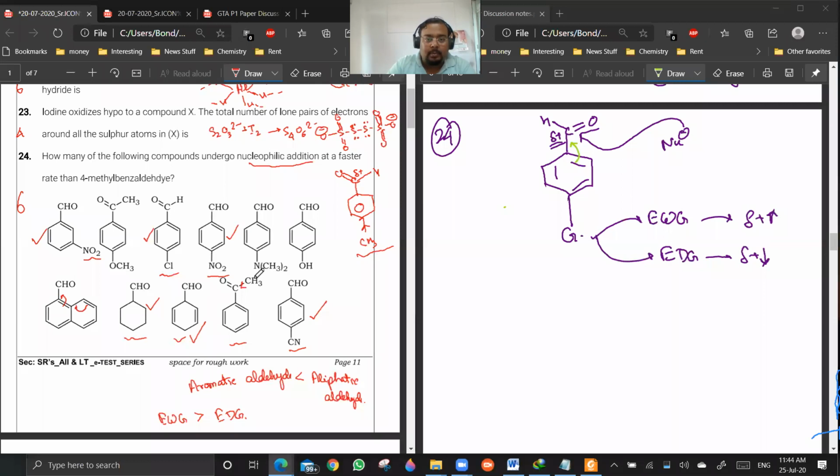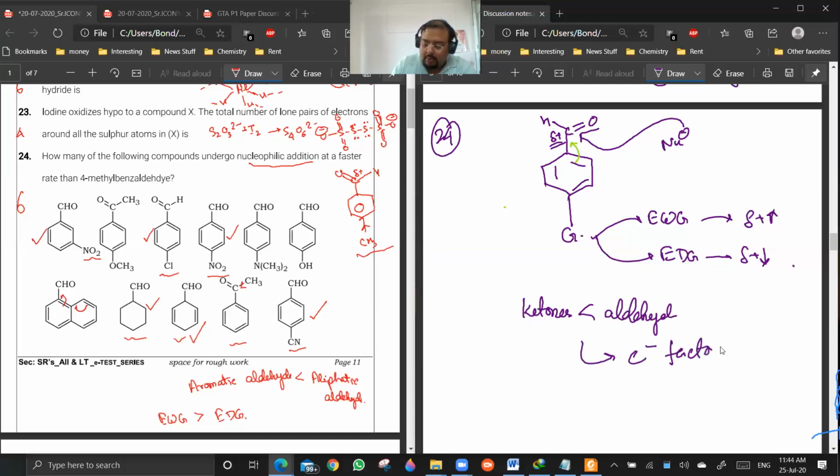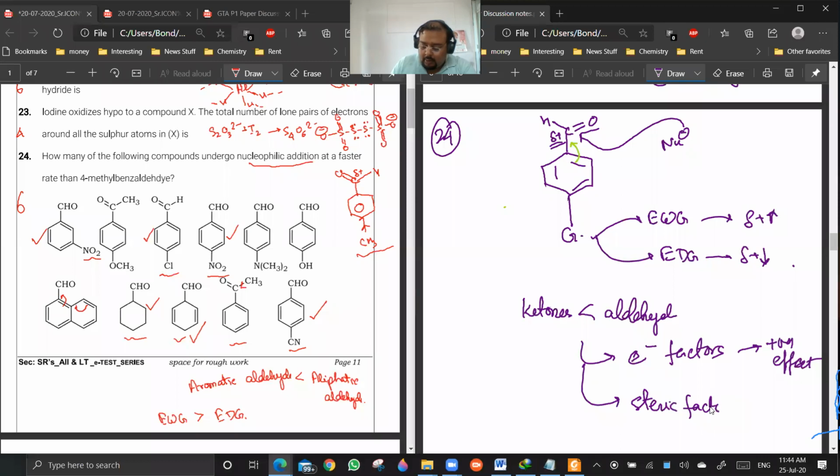Remember, ketones are always less reactive than aldehydes. Ketones are less reactive than aldehydes because of electronic factors, like the plus M effect of the CH3 group, and steric factors also. Presence of an alkyl group will increase the steric crowding at this carbon. The attack will be a bit hindered. Are you getting my point?